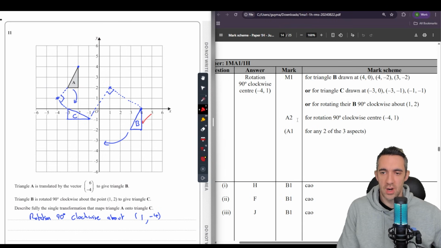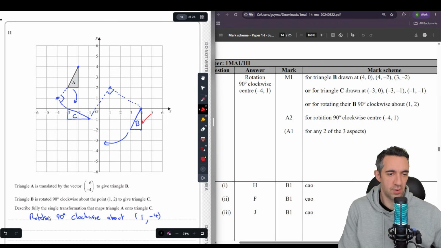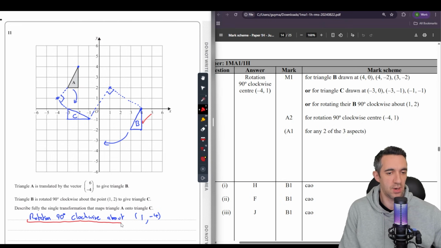Then 2 marks for rotation 90 degrees clockwise, center minus. Yeah, so for any 2 of the 3. So it's rotation 90 degrees clockwise and the center. Rotation 90 degrees clockwise, and then we got our point. Yes, so I needed 2 of these 3. Yeah, so I had to write quite a lot for that one.